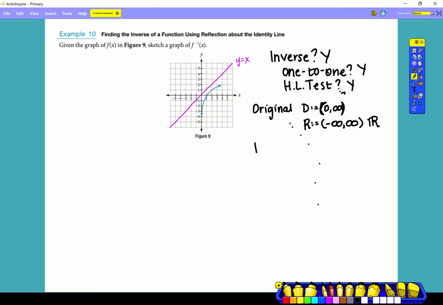So now I know that my inverse will have a domain of all real numbers, negative infinity to infinity, because that's my range of my original, which is my domain of my inverse, and then my domain of my original is my range of my inverse.